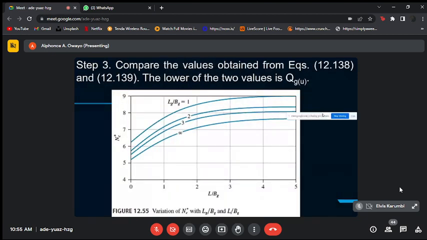Okay, there's a procedure there. You read the details for yourself, but the point here, make sure you understand what is to be done, and you can get NC from a ratio of L over BG. So this is a curve for a group of piles. So this is also another love that we have in engineering.